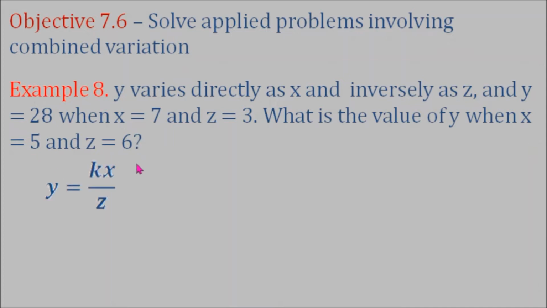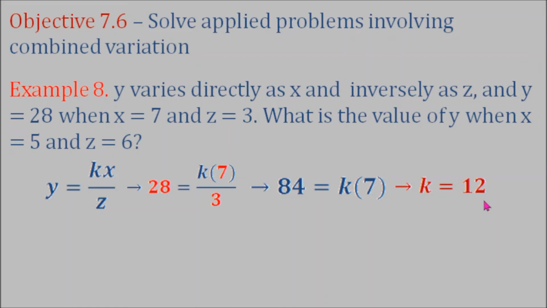So first, let's formulate our equation. This is our equation, y equals k times x over z. Our y here is 28, our x is 7, and z is 3. So we have 28 equals k times 7 divided by 3. Multiplying both sides by 3, we have 3 times 28, that's 84. So we have 84 equals k times 7. Dividing both sides by 7, our k is 12.